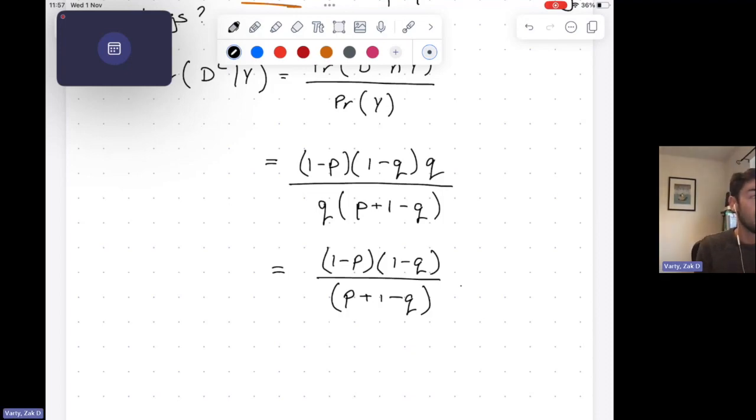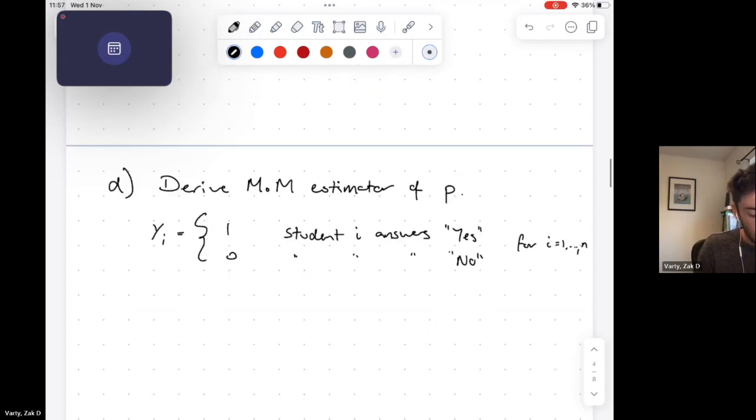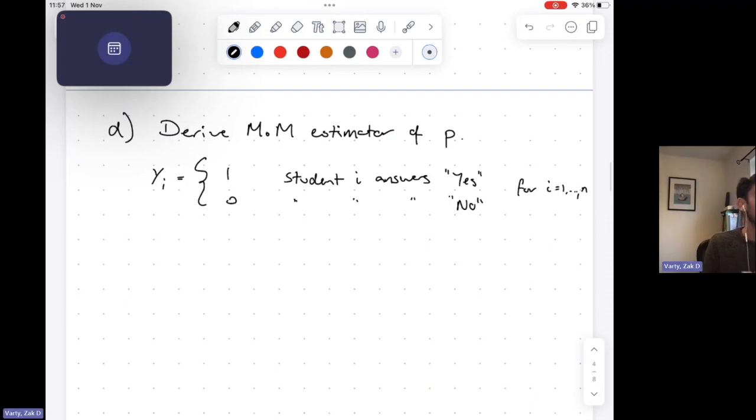And that's as simple as we can get for this expression. Okay then, moving on to D, this is getting into the estimation portion. So what we're being asked to do is derive the method of moments estimator for the population proportion of students who take drugs. And we've been given a bit of notation to do this.